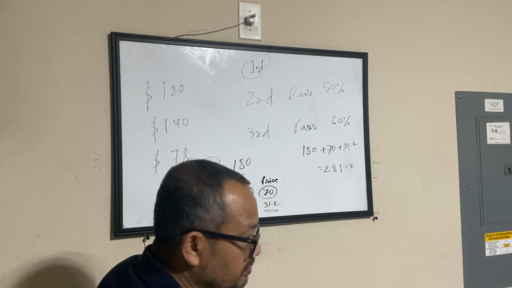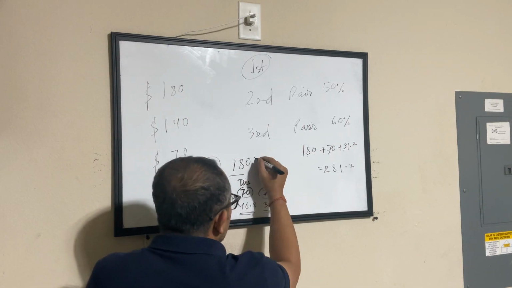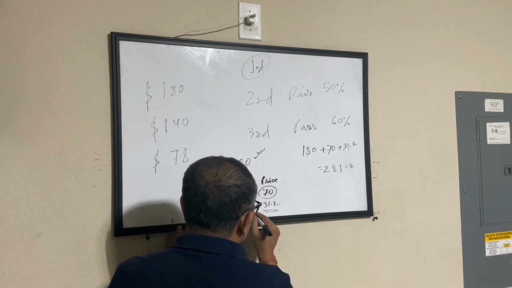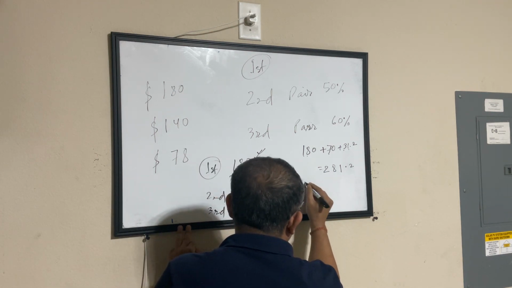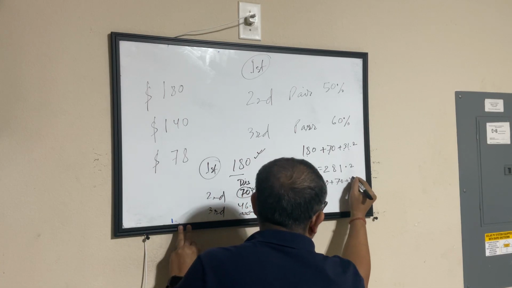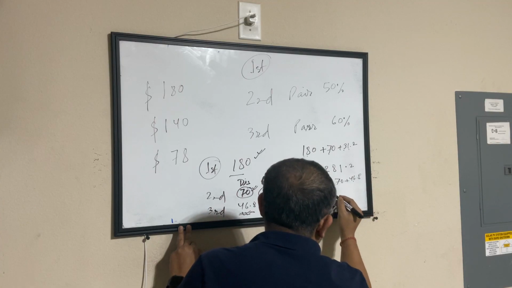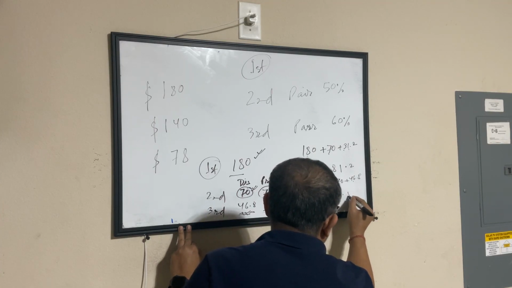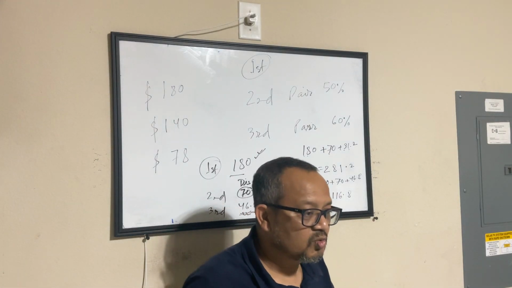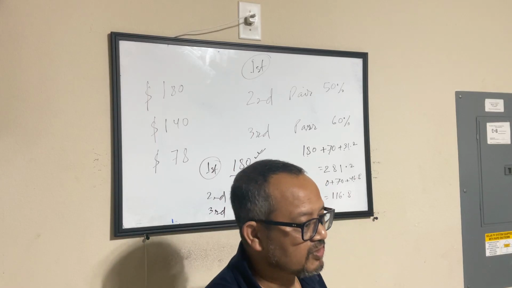281.2 is what you have to pay. And how much discount did you get? First one you got 0 discount, second one you got $70 discount, third one you got $46.8 discount. So your total discount was 0 plus 70 plus 46.8, which makes it 116.8. I want to see who got the same answer, and if you got a difference, why was the difference?